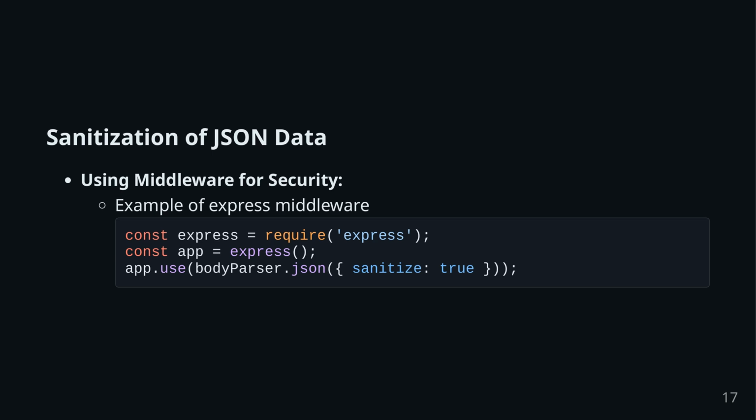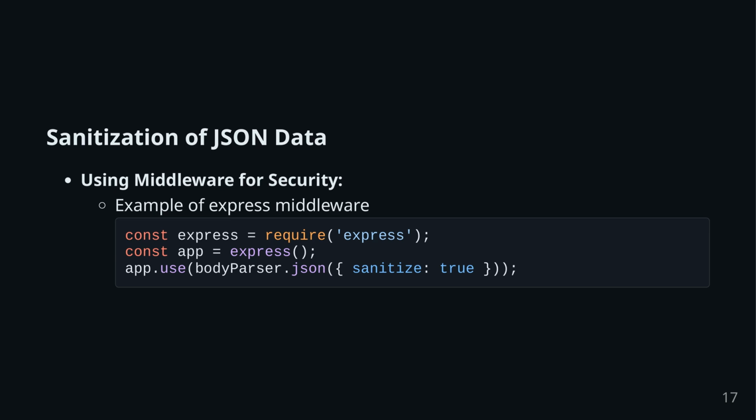In this section, we're going to discuss the importance of sanitization of JSON data and how it can be effectively implemented using middleware for security. Here, you have an example of Express middleware. By integrating a middleware like this, you can sanitize JSON data before it's processed or rendered.